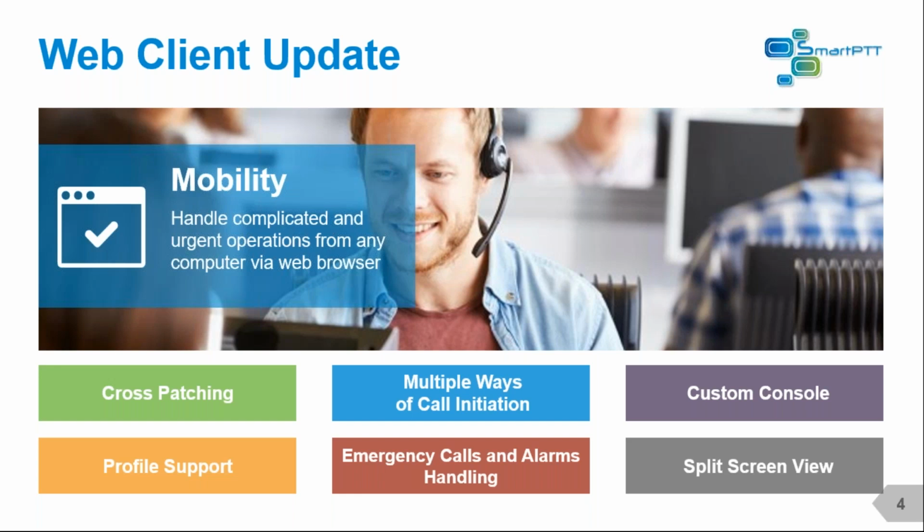Another absolutely new implementation to SmartPTT web client is emergency alarms and calls. So as I said before, we had calls, but it was simple voice calls, but now emergency calls are also available. When an emergency occurs, SmartPTT client notifies the dispatcher using the dedicated panel and the audible alarm. So the dispatcher just can turn off the sound alert or remove the emergency notification when it was resolved.